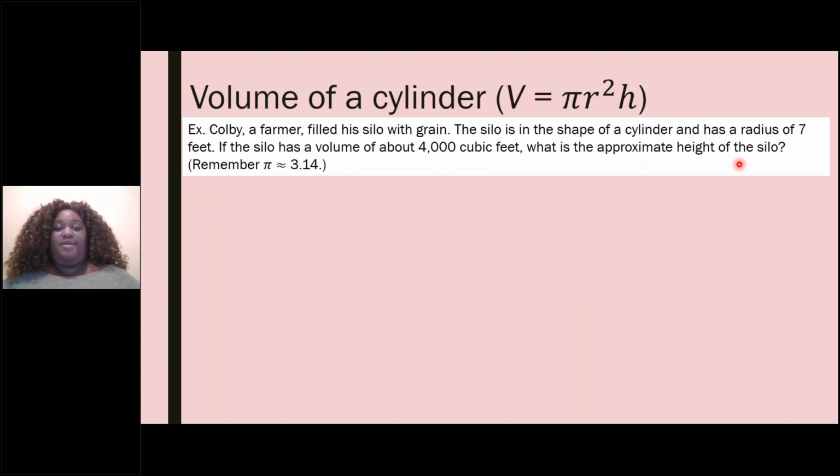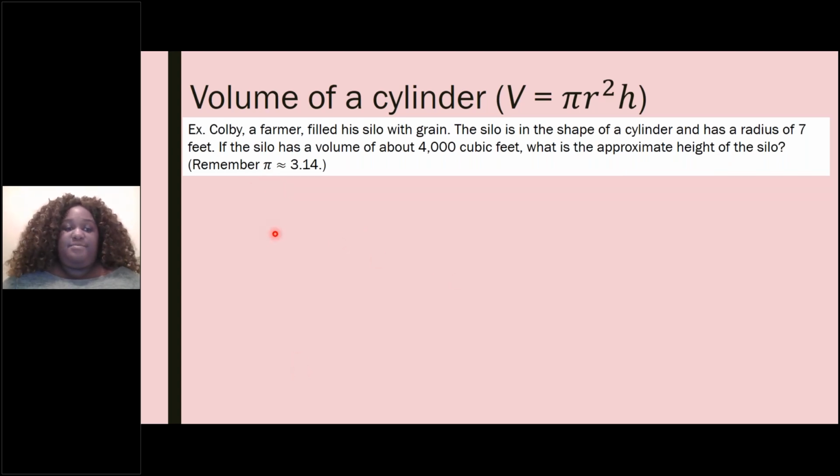So this one is the volume of a cylinder. So this formula is V, or volume, equals pi times r squared times your height. Okay. So here we go. Colby, a farmer, filled his silo with grain. The silo is in the shape of a cylinder and has a radius of 7 feet. If the silo has a volume of about 4,000 cubic feet, what is the approximate height? Remember that pi is 3.14.